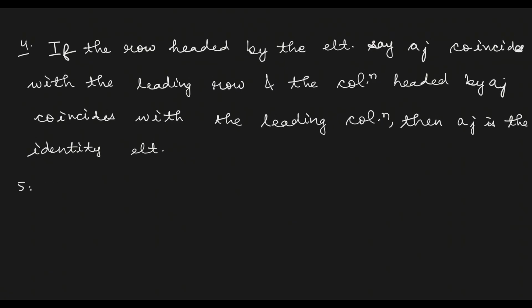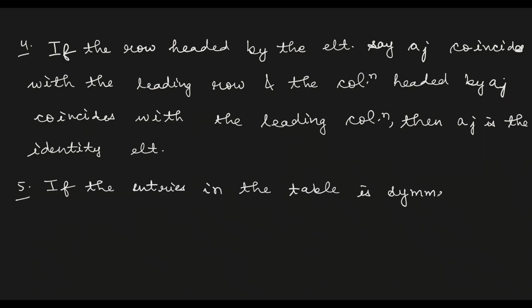Fifth, if the entries in the table are symmetric with respect to the main diagonal, then the group is abelian.